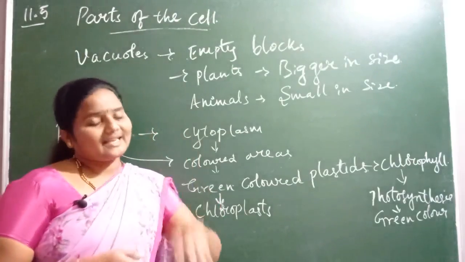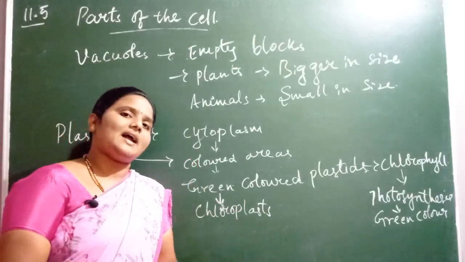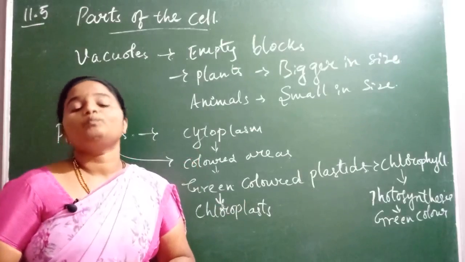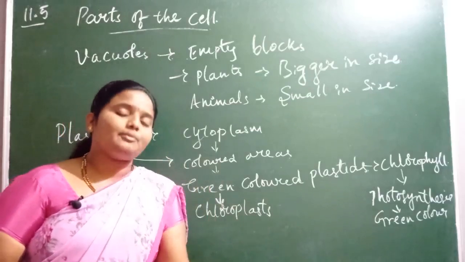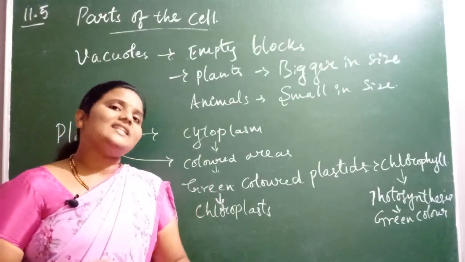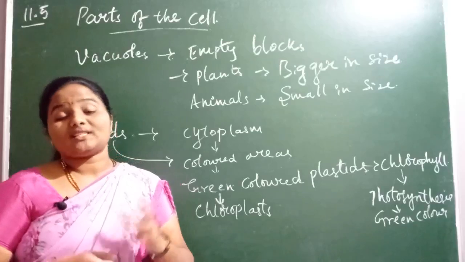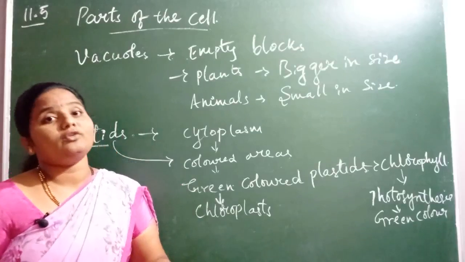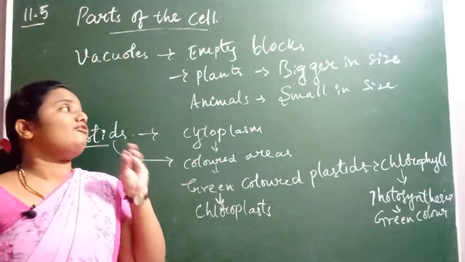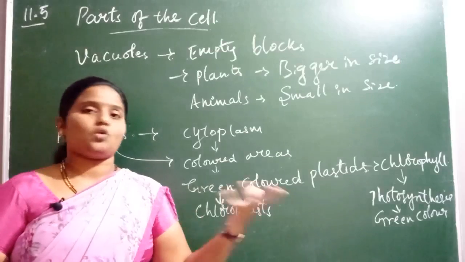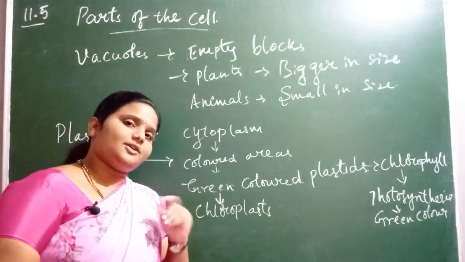Once again we will revise. It consists mainly of the cell membrane, cytoplasm and a nucleus at the center. The cell membrane is the outer covering of the cell. It gives shape to the cell. Inside the cell membrane we will get a nucleus and cytoplasm. Cytoplasm is a fluid, a jelly-like substance, in which we can find different cell organelles like mitochondria, Golgi complex or body, ribosomes, etc.